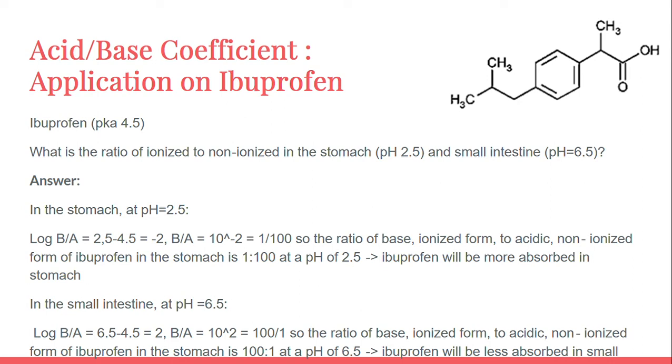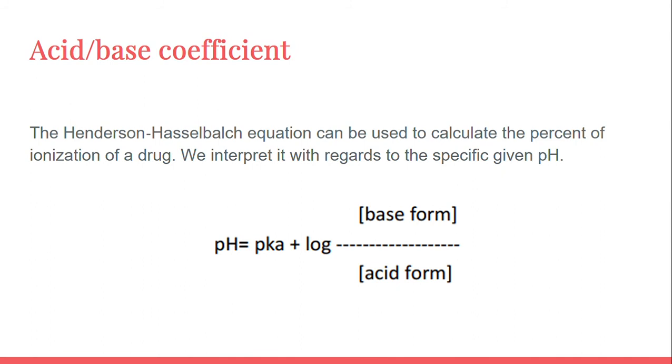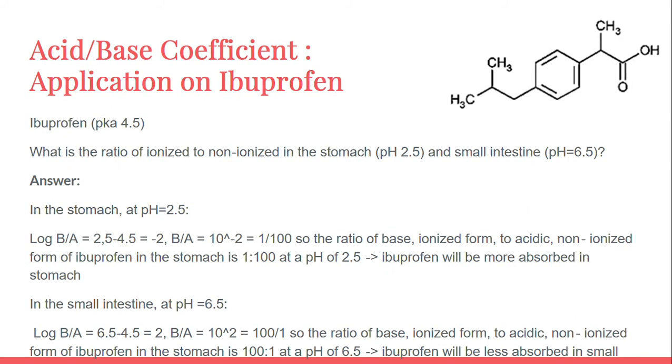In the stomach at a pH of 2.5, we're going to calculate using this nice equation, which you will learn to apply: pH equals pKa plus log of base form over acidic form. Doing all the calculations, this gives us log of B over A equal to 2.5 minus 4.5. So log of B over A is going to be equal to minus 2.